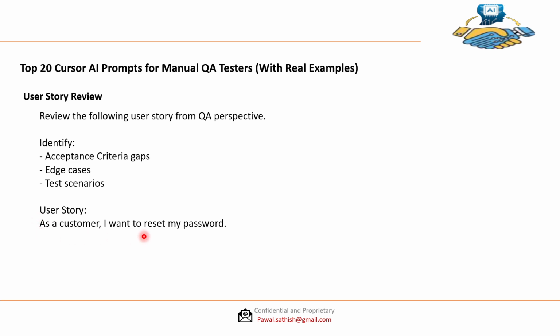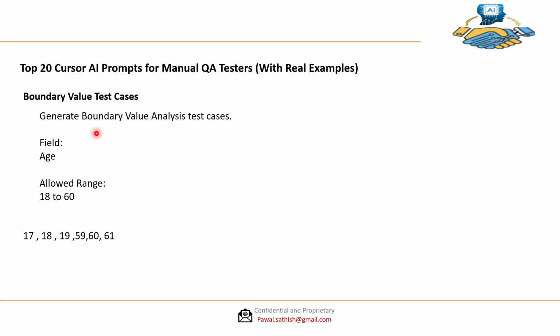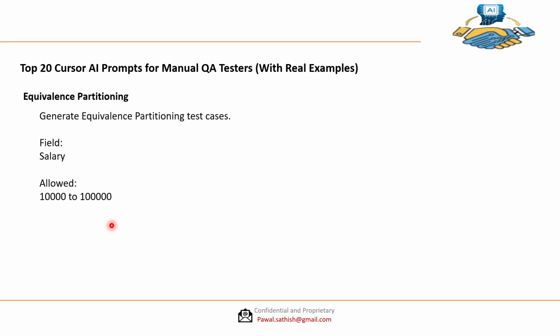The next prompt is for when we need to generate boundary value test cases. We'll just ask Cursor AI: generate boundary value analysis test cases. We need to give the field, age, and the allowed range, 18 to 60. Then it will give the test data or test cases for boundary values. Similarly, we can also generate for equivalence partitioning: generate equivalence partition test cases, and we need to give the field and allowed range.